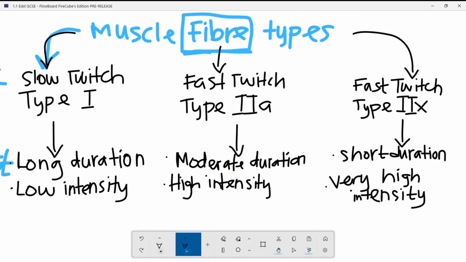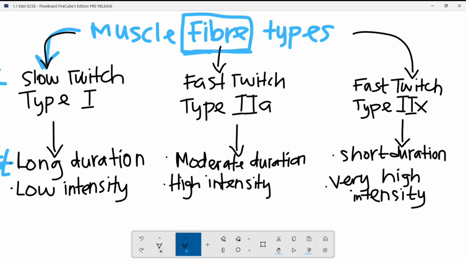Your slow twitch muscle fibers are best suited towards low intensity, long duration exercise. This is because they have low force production, they have a high tolerance to fatigue, and they also have slow speeds of contraction. Now your fast twitch muscle fiber types, or your type 2A muscle fiber types, are best suited towards high intensity exercise and moderate duration exercise.